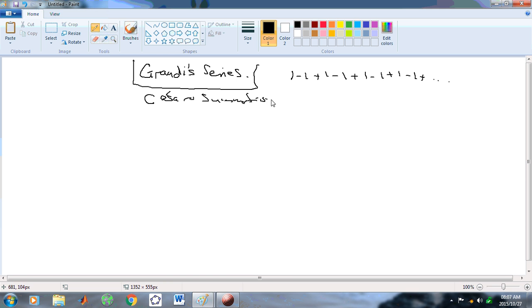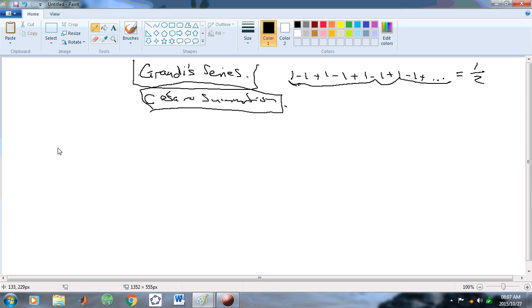It's a load of garbage, but I'm not going to focus on that right now. Rather, I'm going to focus on Grandi's series and how mathematicians of today reach the conclusion that that is equal to a half, which is of course untrue, because this here is not a closed form. And we can prove this by finding a way to represent the series.